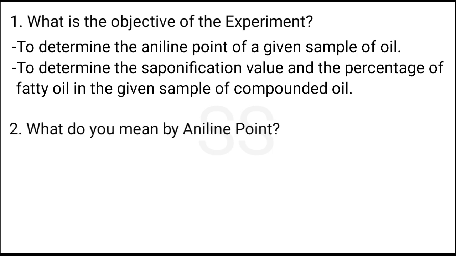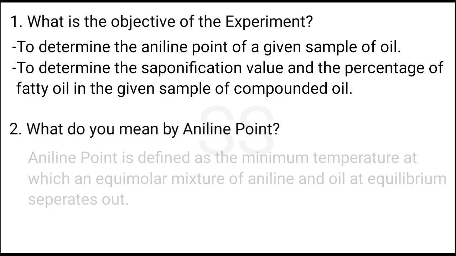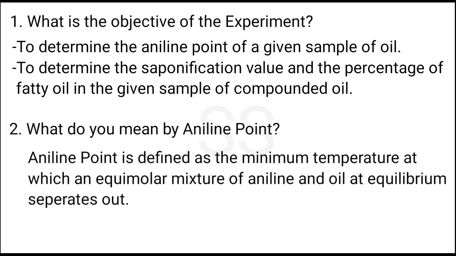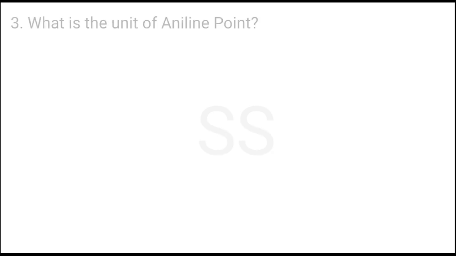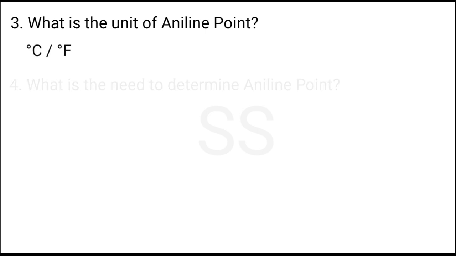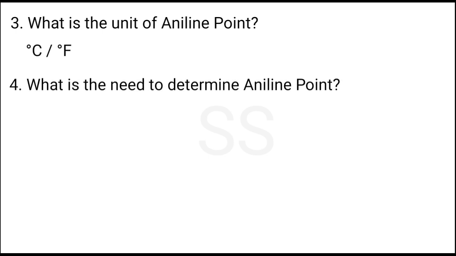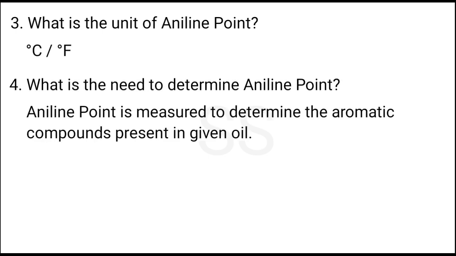What do you mean by aniline point? Aniline point is defined as the minimum temperature at which equimolar mixture of aniline and oil at equilibrium separates out. What is the unit of aniline point? The unit of aniline point is degree Celsius or degree Fahrenheit. What is the need to determine aniline point? Aniline point is measured to determine the aromatic compounds present in given oil.